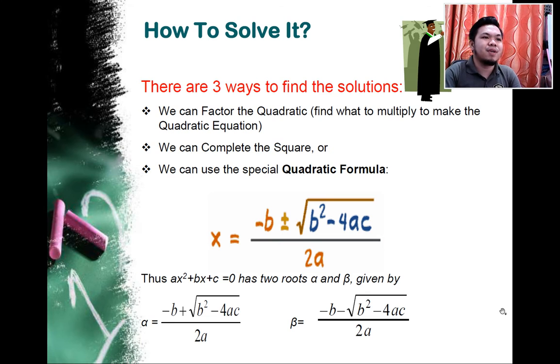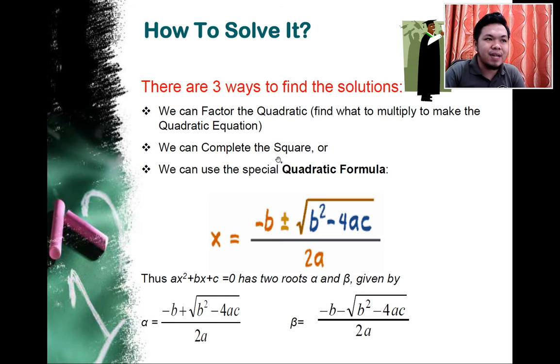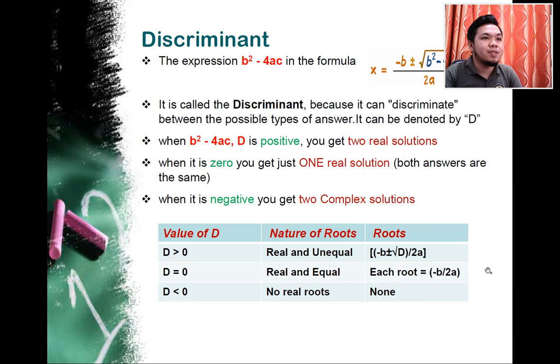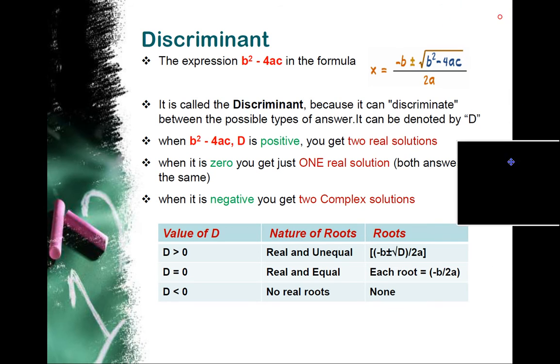So, how to solve it? There are 3 ways to find the solutions. We can factor the quadratic, find what to multiply to make the quadratic equation. We can complete the square or we can use a special quadratic formula. X is equal to negative b plus or minus square root of b squared minus 4ac over 2a. Ito po yan. So, ito yung mga discriminants natin.